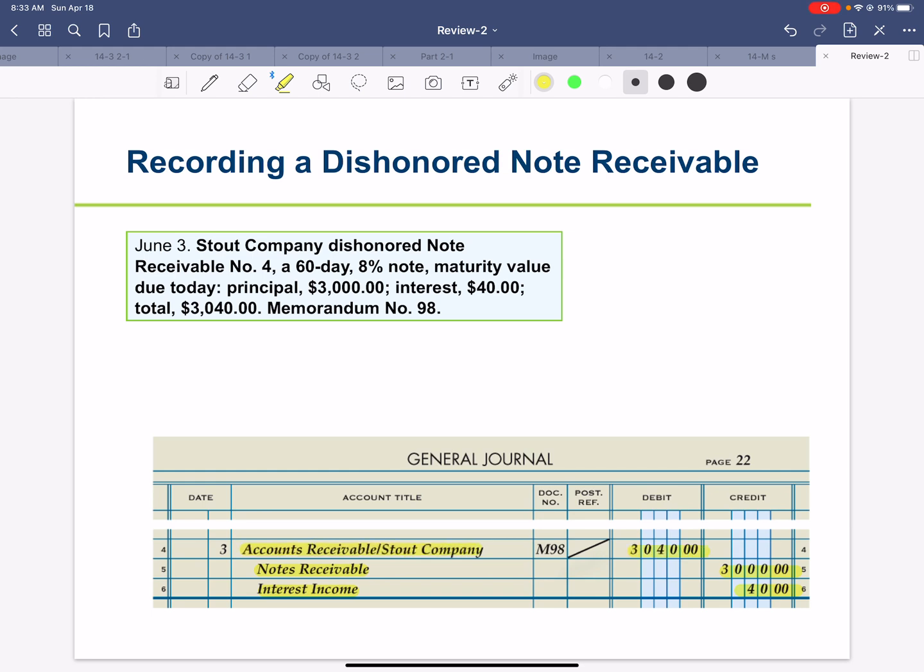So originally, when they had the accounts receivable, they owed $3,000. They got an extension, which was in the form of a notes receivable, and they borrowed the money for $40 of interest. So now they owe $3,040. If they don't pay on that, then we would have a dishonored account.